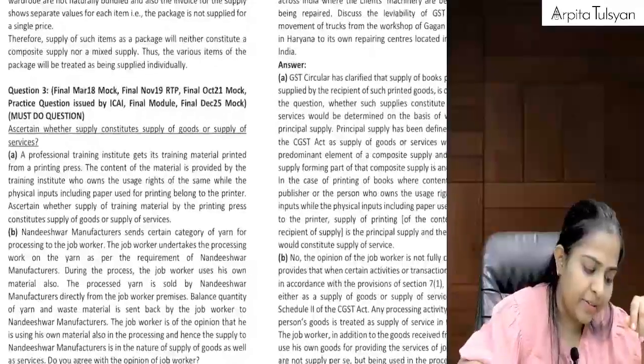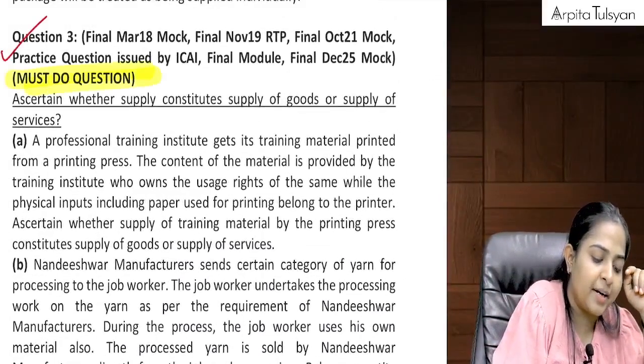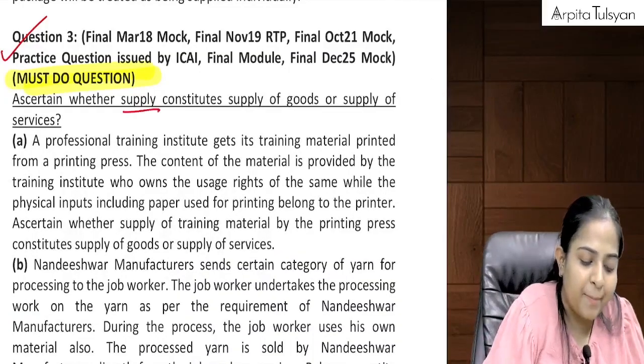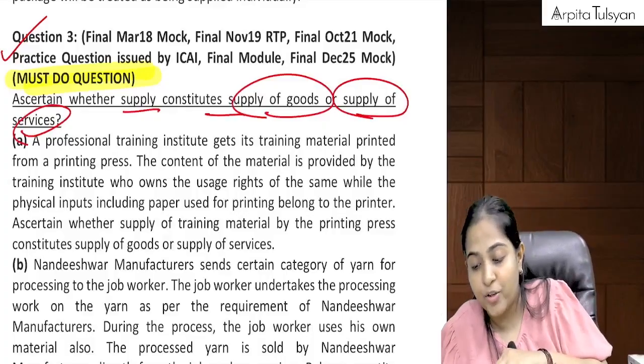Let's try the next one, everyone. Let's go to question number 3. Even that is a must do question. Let's give it a try. Ascertain whether supply constitutes supply of goods or supply of services. So now we have to bifurcate whether it is goods or whether it is services.